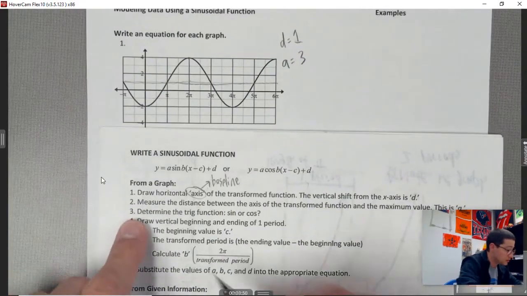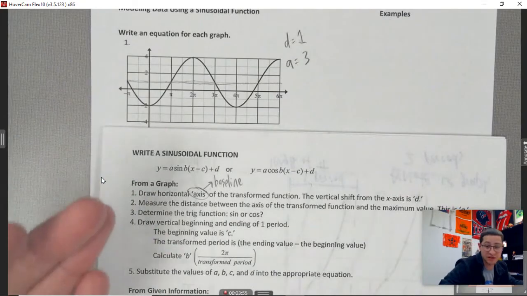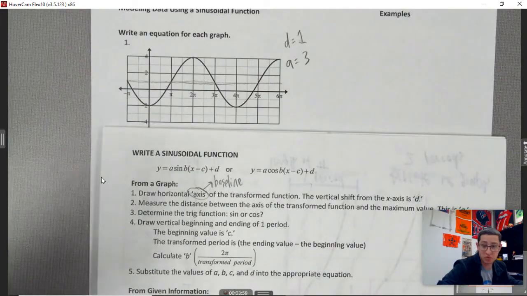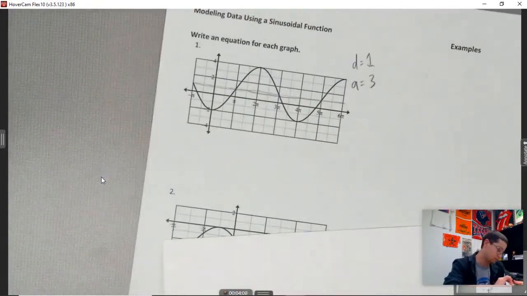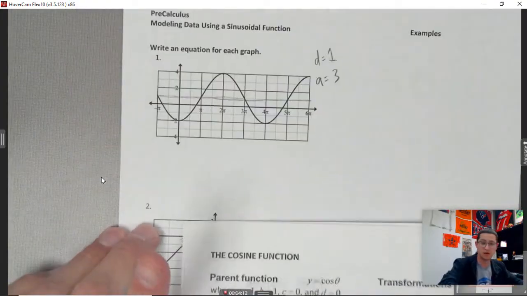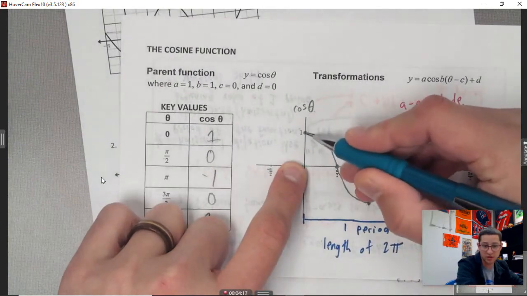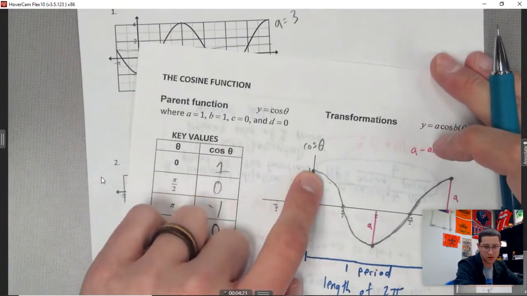Determine the trig function, sine or cosine. It actually gives you an option, so you can pick here. I'm going to go ahead and pick cosine on this particular one, really no real reason. As a reminder, cosine, on the parent function at 0, starts at that +1. So it starts at that maximum point, and that's what we're going to go with.